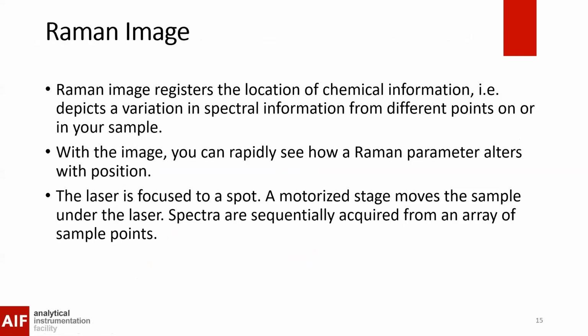Raman imaging is a very useful tool to register the location of chemical information, which means it describes the variation in spectral information from different points on or in the sample. With imaging, you can rapidly see how a Raman parameter alters with position. Basically, the way it acquires an image is that the laser is focused on a spot, and the motorized stage moves the sample under the laser, so the spectra are sequentially acquired from an array of sample points.